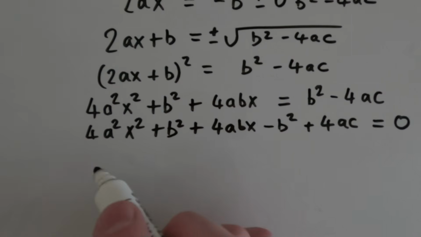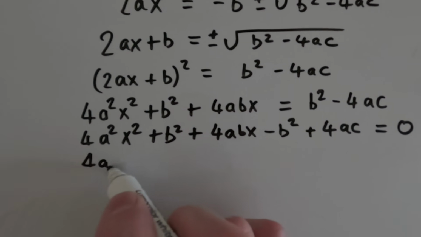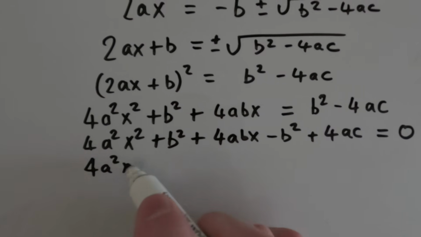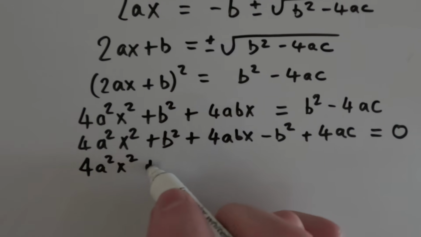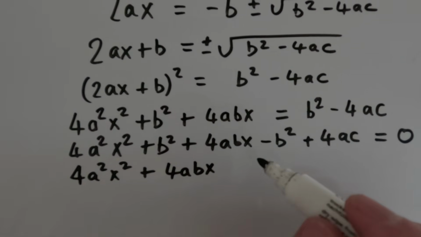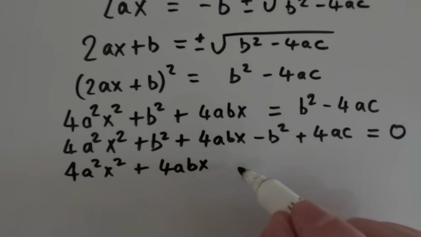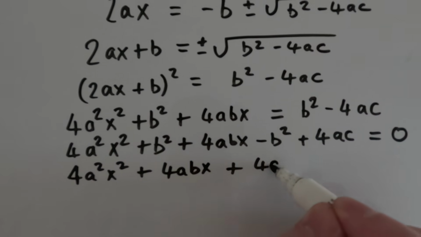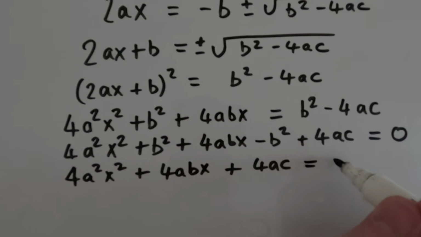So let's do that. That'll be 4a squared x squared plus 4abx, because the b squareds vanish, plus 4ac equals naught.